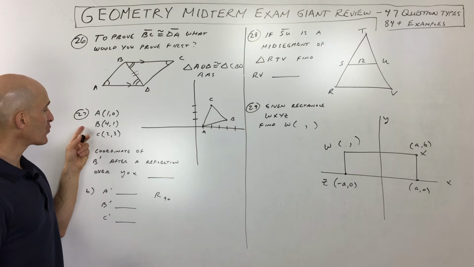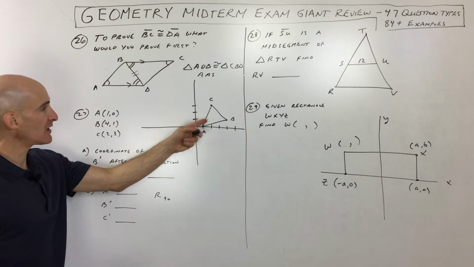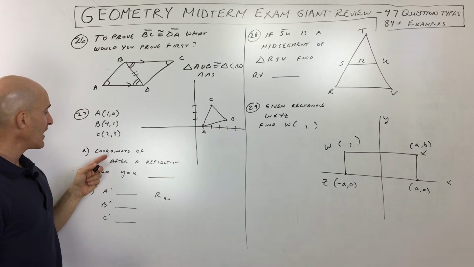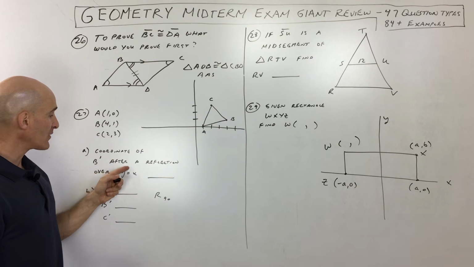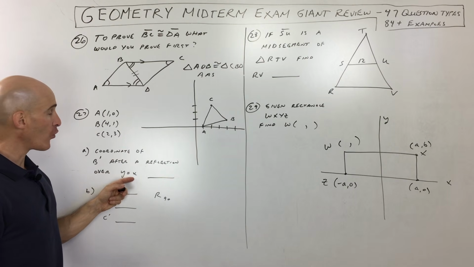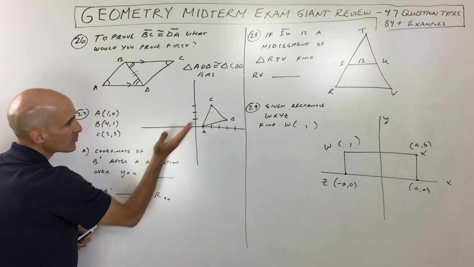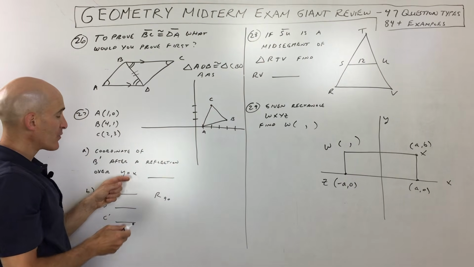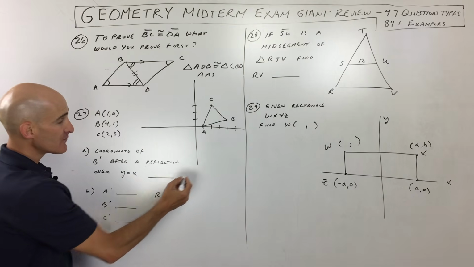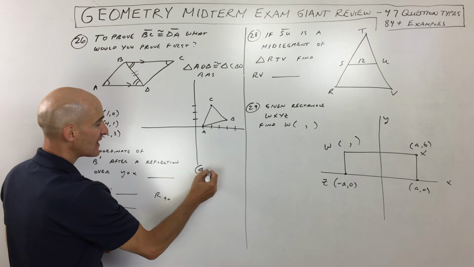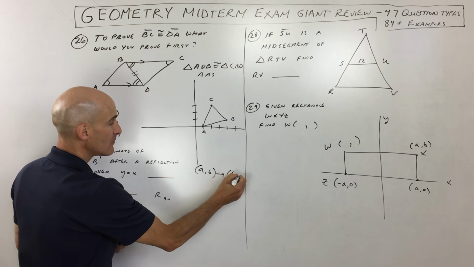Well, let's go to question number 27. So they give us these 3 coordinates, and I've plotted them here for us. And it says, find the coordinates of B prime after reflection over the line y equals x. Now remember, the line y equals x is a 45-degree line like that. But when you reflect over that line, this is the formula that you want to memorize: the coordinates AB become BA.